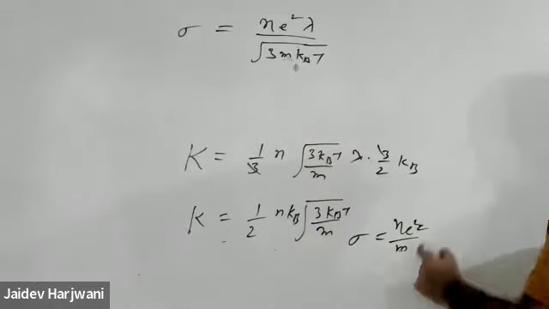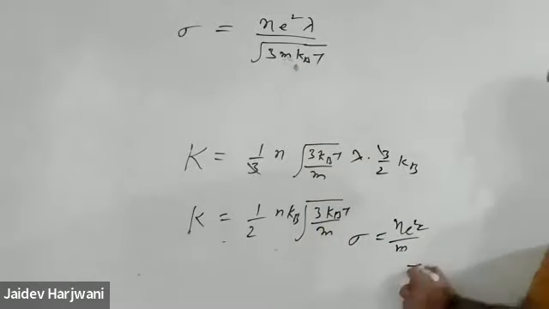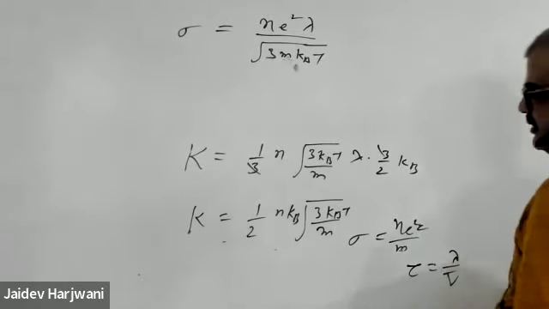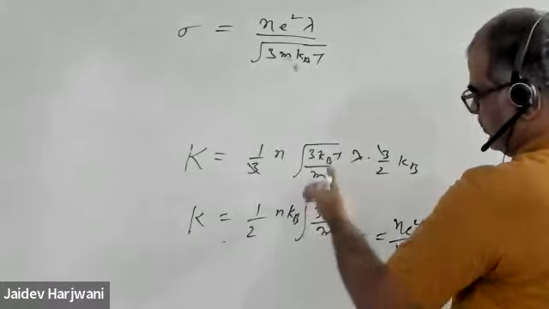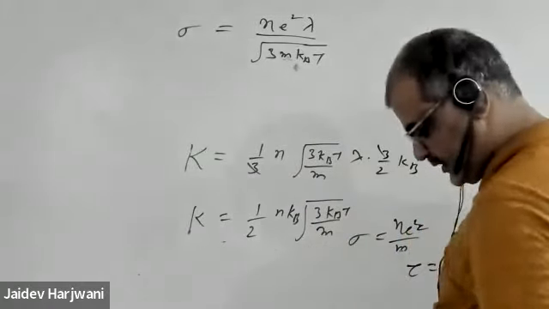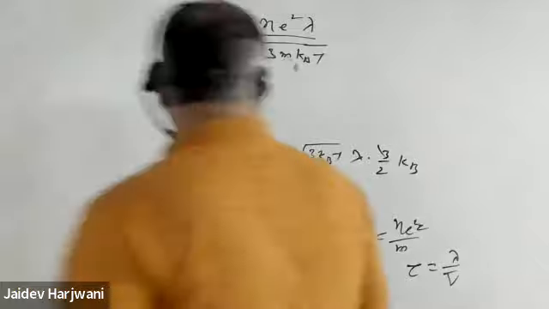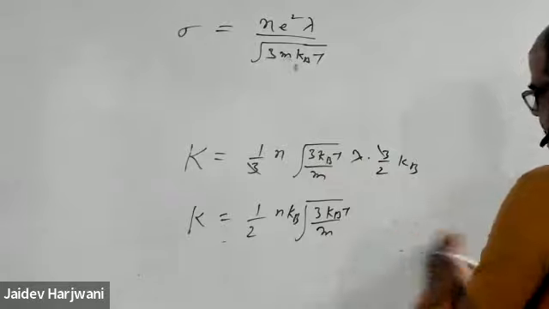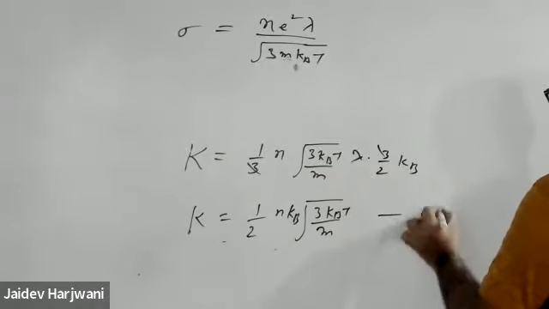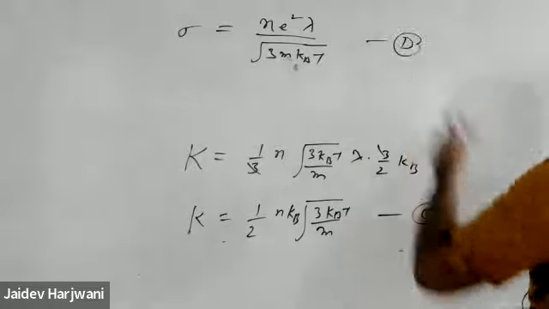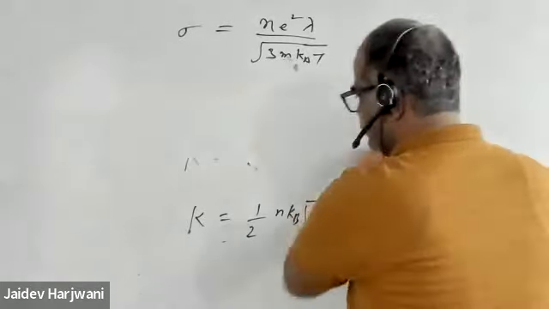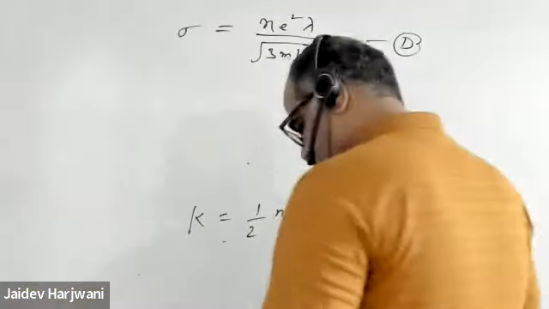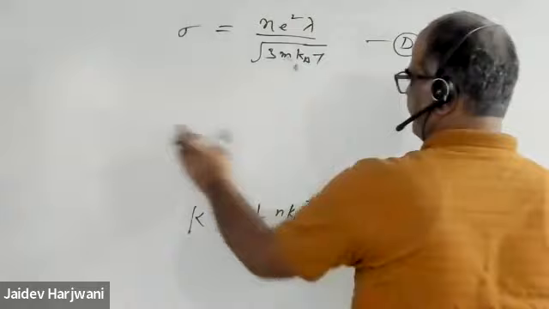When we put the value of tau, tau was lambda by v. So we got this expression yesterday. Now you have this expression, and something will cancel down, and you can get a simple expression. Say this is your equation C, and this is equation D. You can divide those two quantities and find out whether we are able to derive the Wiedemann-Franz law or not.